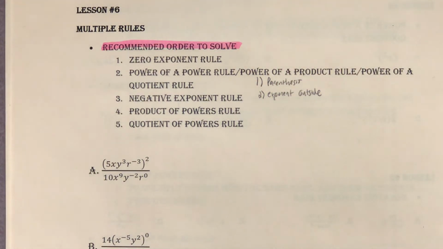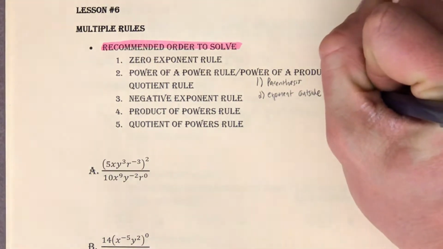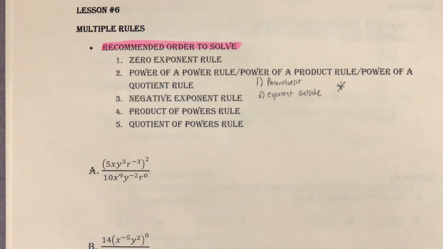Now, in regards to how we do that, reminder that we take the exponent that's on the outside and we multiply it by every single exponent on the inside, whether it's on the top or bottom of a fraction, or if there's no fraction, just every single part. So then we multiply.